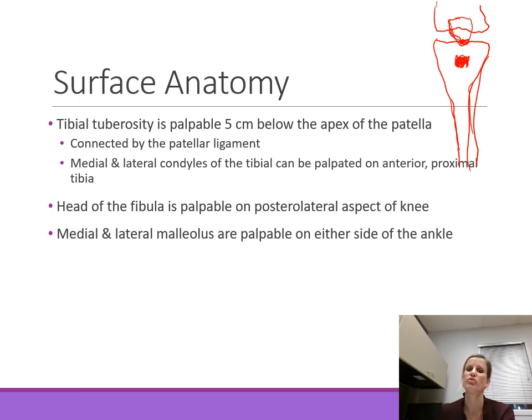Now, the tibial tuberosity is connected to the patella via the patellar ligament. So the softness right here, right, if you find the patella and then just start to palpate downward, you'll feel it's a little bit softer and mushier, and then you get to the really hard tibial tuberosity. That softness that you feel in between the tibial tuberosity and the patella is the patellar ligament.